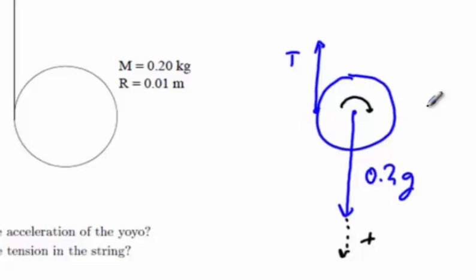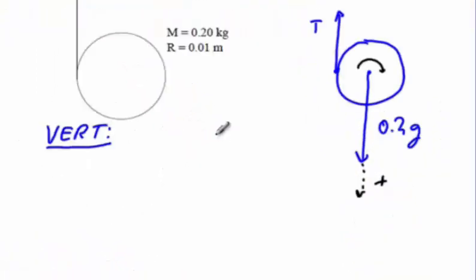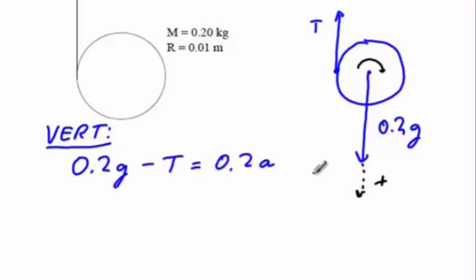Let's begin with the vertical equation. The vertical is one of our linear dimensions, and so in a linear dimension we set the sum of the forces equal to mass times acceleration. We've labeled the positive direction as down, and so we get the equation 0.2 times g minus the tension is 0.2 times a. This equation has two unknowns, and so we place a box around it to save it for later.